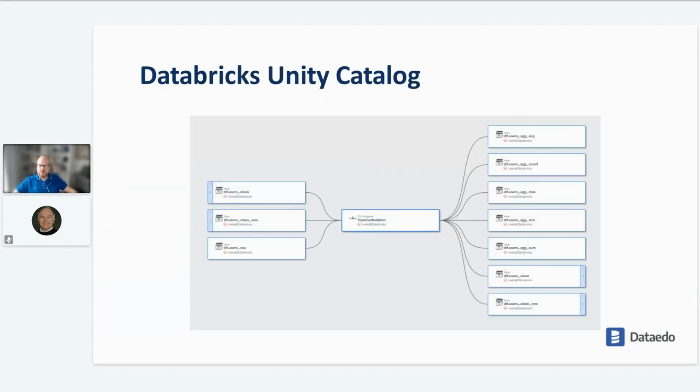Okay, moving on. Another one is the Databricks Unity catalog. We now connect to the Databricks Unity catalog and import information about tables and views, and we also build column-level lineage for the processing in pipelines, as you can see here, and also for views using our SQL parser. So quite an advanced connector.